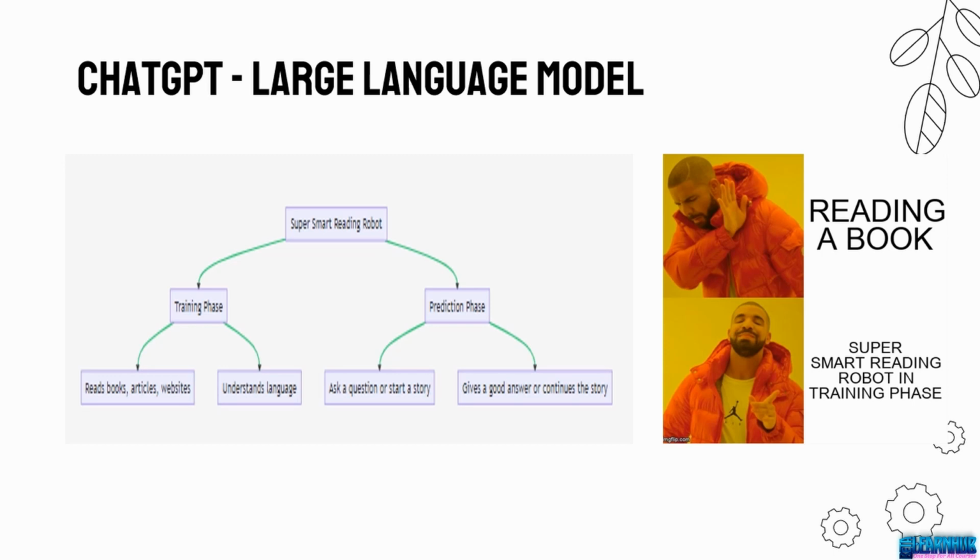Once the robot has done a lot of reading, which we'll call the training phase, it gets pretty good at understanding and generating language. It's like how you might become better at playing football the more you play it. Now, let's say you ask this robot a question, or give it the start of a story. This is the prediction phase. Because it's read so much, it can try to come up with a good answer to your question, or a cool continuation of your story, just like a human would.